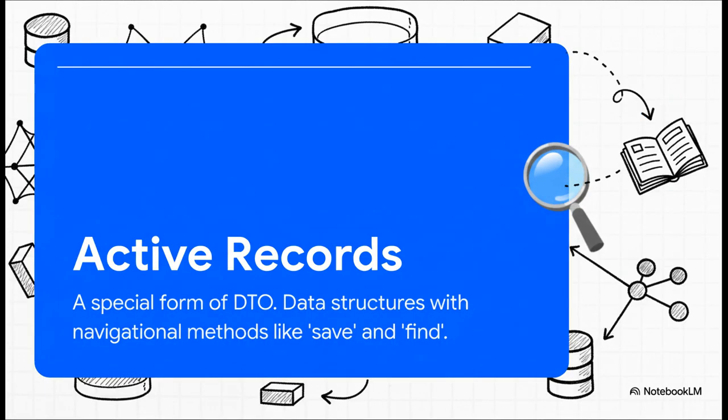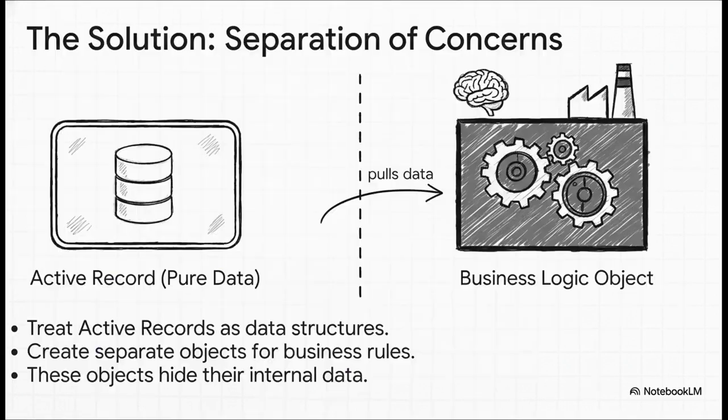It's just a messenger carrying a package of data from one place to another. And a popular variation on this idea is the active record. If you've done any web development, you've definitely seen these. They're basically just data structures, but they often come with a few handy methods for database stuff, like save and find. They're direct representations of a database table. So what's the solution here? How do you use these things cleanly?